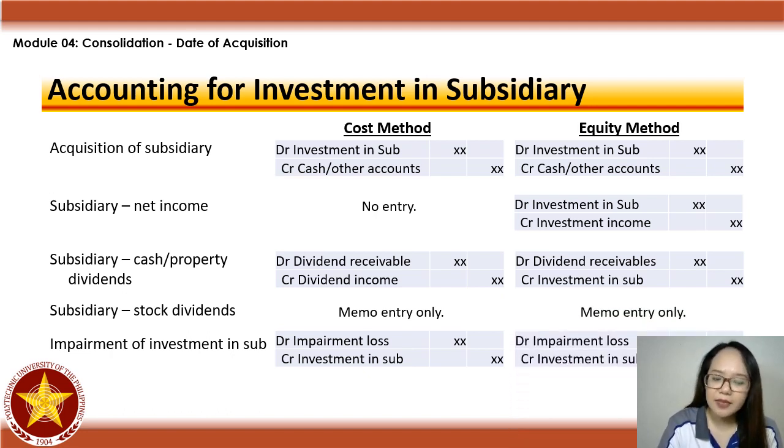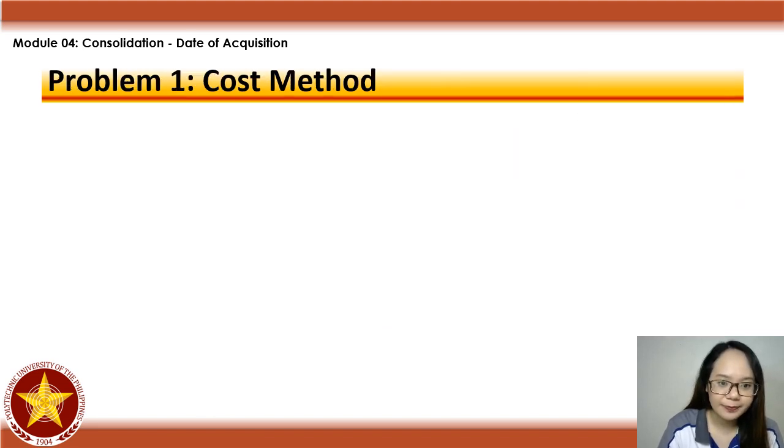Impairment will be the same: debit, impairment loss, credit, investment in subsidiary. So, yun siya. Pag tinignan mo sa libro ni parent, in the separate financial statements, ang nag-a-affect sa income under cost method will be the dividend income only. Sa under equity method naman, ang nag-a-affect sa P&L mo dyan will be the share in the net income or loss of the subsidiary. Yan siya.